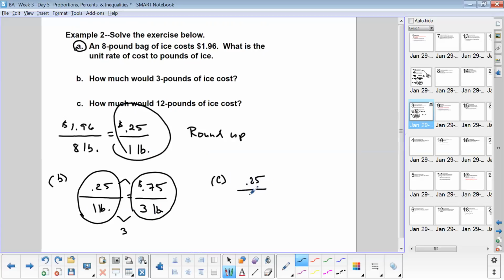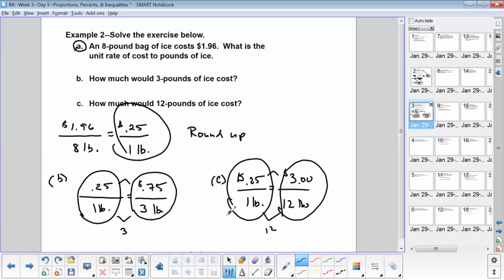It's the same idea. You know your unit rate, and you want to know how much for 12 pounds. Well, as you can see, 1 times 12 would give me 12. So if you take 25 hundredths times 12, you're going to get $3. So $3 for 12 pounds is the same as 25 cents for 1 pound. Again, the unit rate is how much, in this case, per 1 pound.